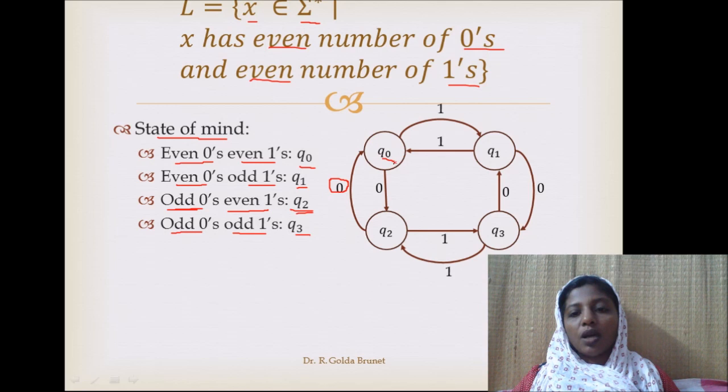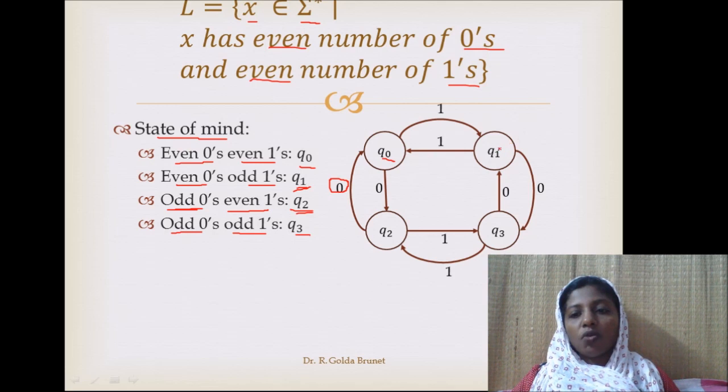Similarly, from Q0, if you accept a 1, you will have even zeros, but now the number of ones has become odd. So you will go to Q1, which is even zeros and odd ones. And from Q1, if you accept a 1, you will go back to Q0, because from odd ones, if you accept another 1, you go back to even ones and even zeros.